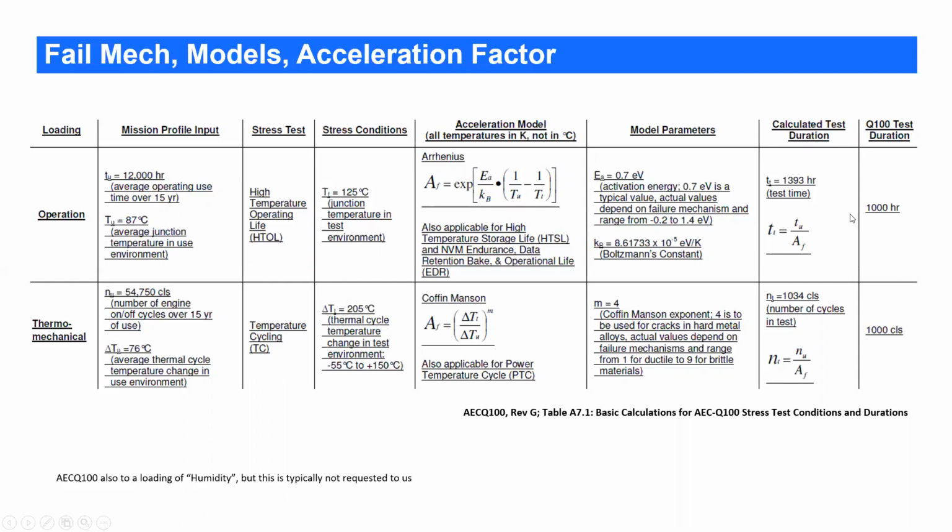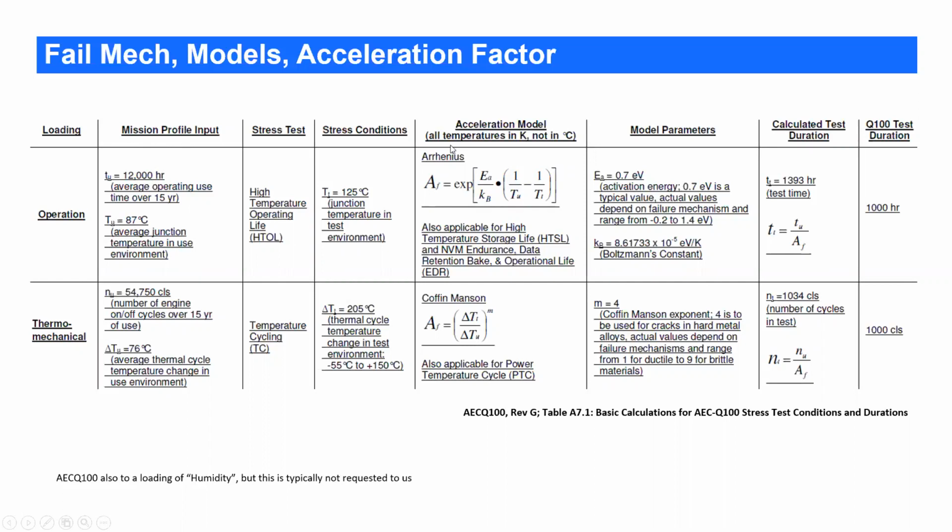Let's look at the first line over here, which is targeted to mimic the stress to the device in operation at high temperatures. Here specifically at 125 degrees C test temperature or 87 degrees C use temperature. What you see over here is actually a mission profile. It has only, if you will, one data point, 12,000 hours lifetime at 87 degrees C.